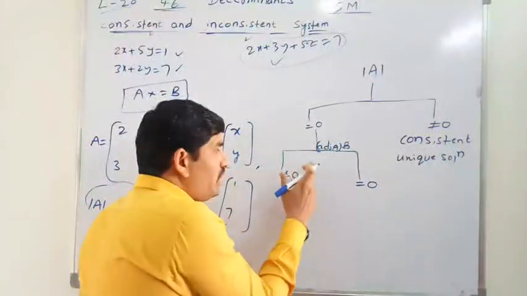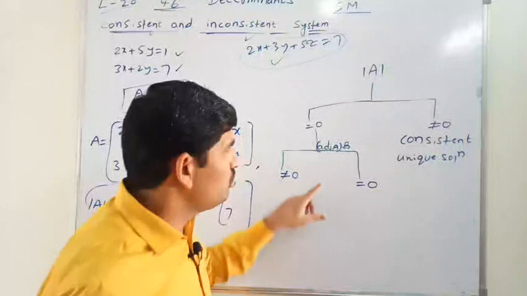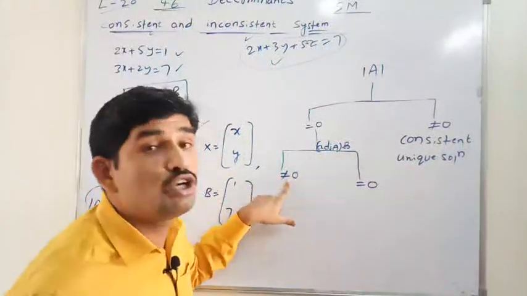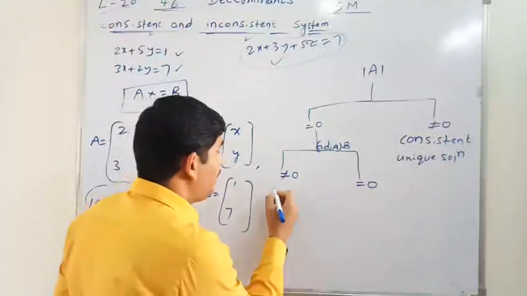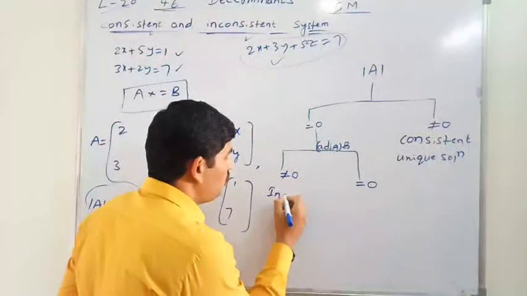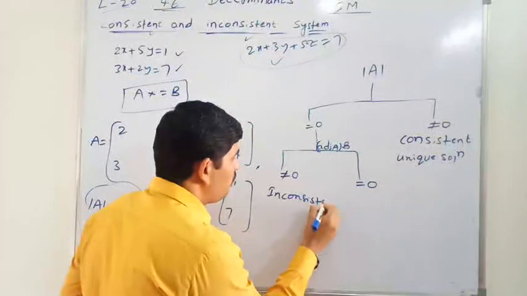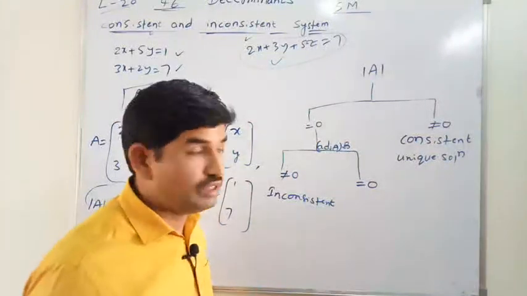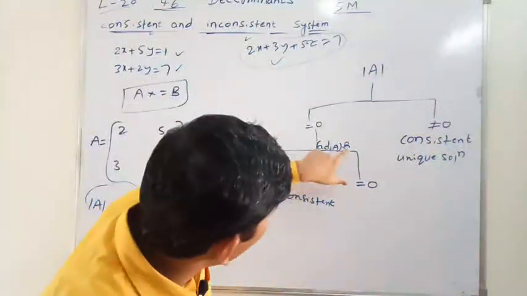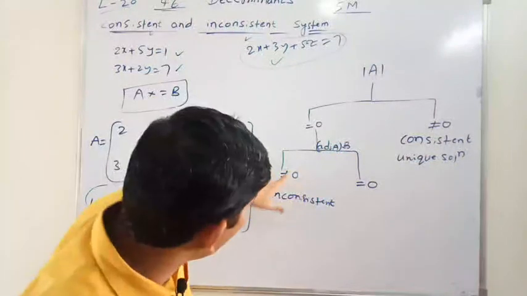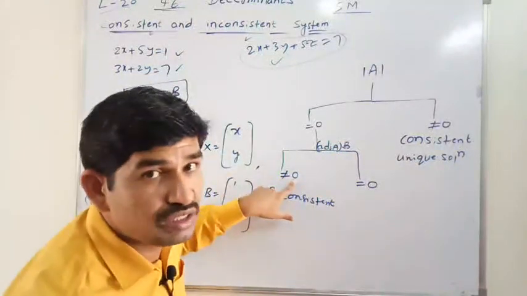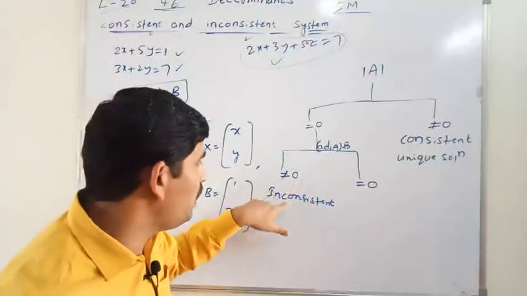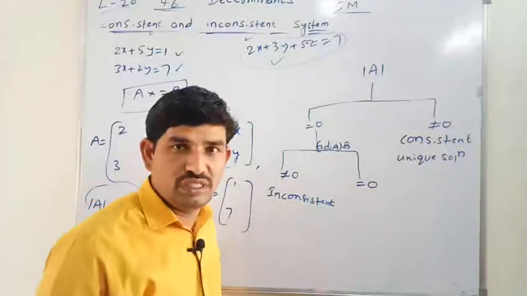So in case the product of adjoint A into B we got is not equal to 0, immediately we have to write it is inconsistent. Remember this: inconsistent system of equations. When the product of adjoint A into B, the product of these two matrices, is not a 0 matrix, then we have to write inconsistent system of equations.